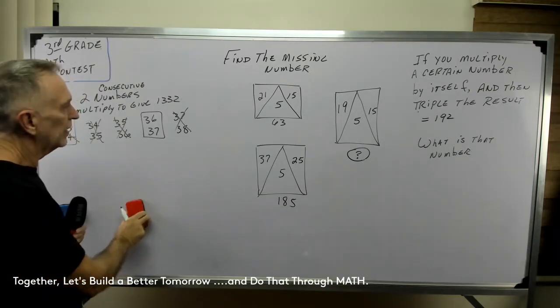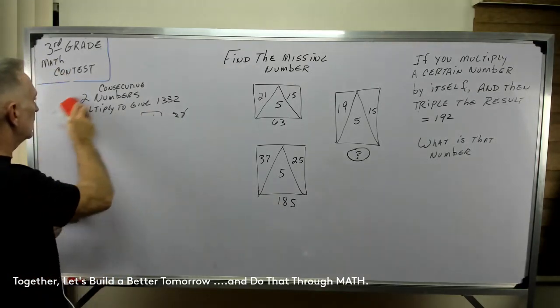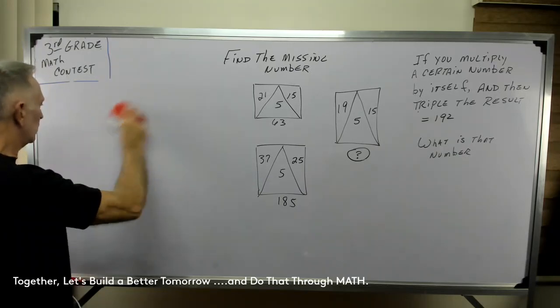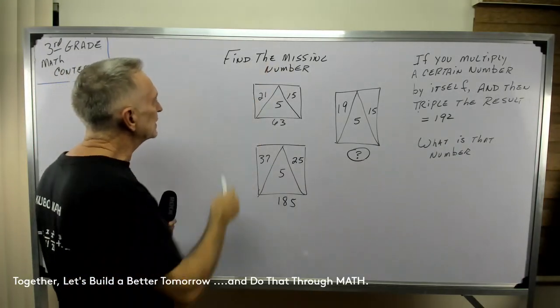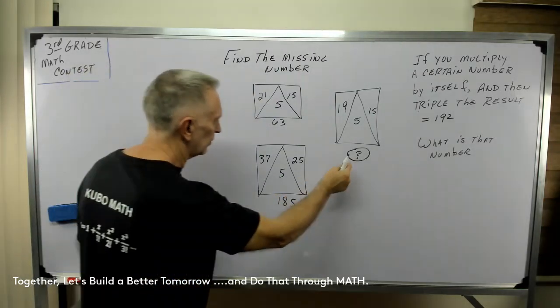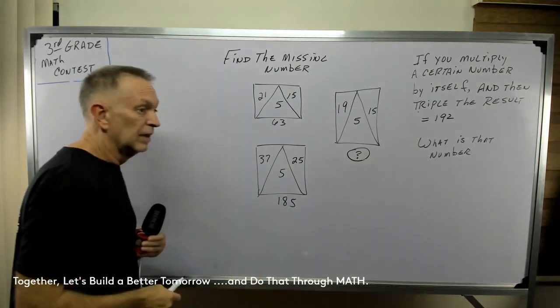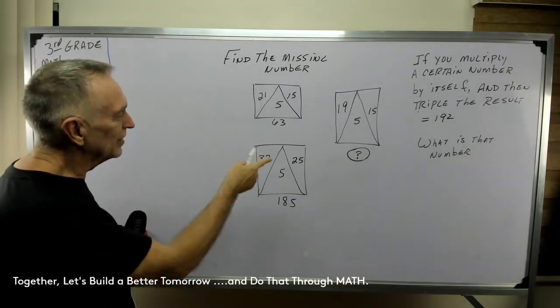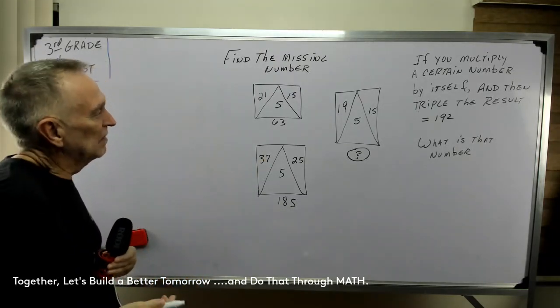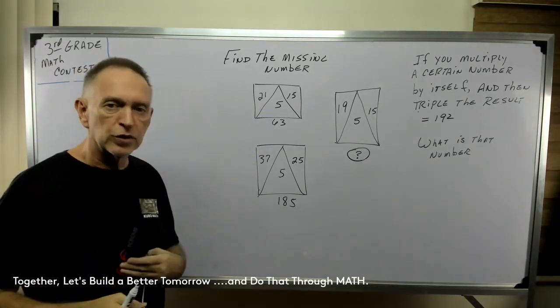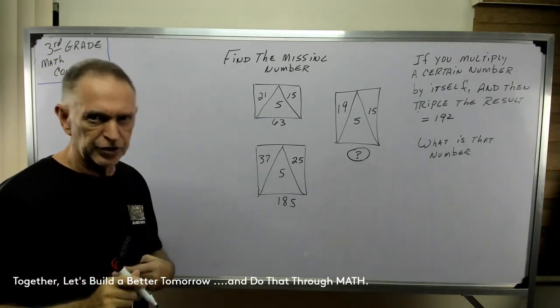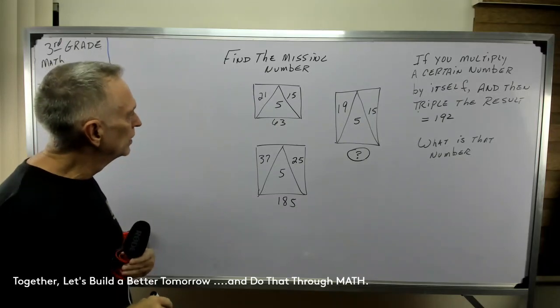I should have left that up there. And let me get this out of the way. We'll give us a workspace. All right, find the missing number. We're looking for this guy right here. What number should go into that? I don't know. So sometimes when you see various numbers, try to look for relationships in those numbers.